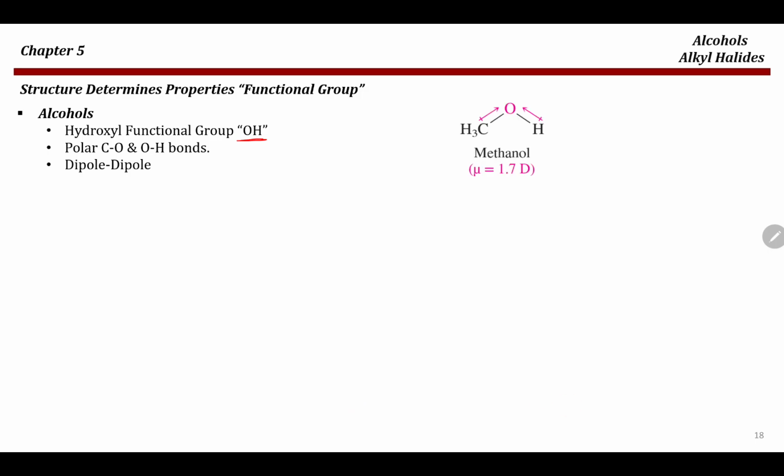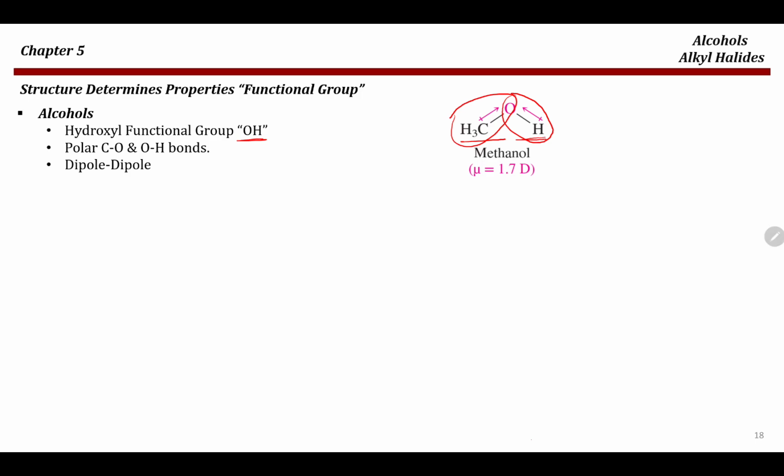So let's look at the main factors which affect the boiling point of alcohols and alkyl halides. It's basically the functional group which plays the major role in determining the physical properties and the strengths of these physical properties. Alcohols are characterized by the presence of the hydroxyl functional group, or the OH group. This OH group leads to the formation of a polar OH bond and a polar CO bond. So in alcohols in general, we have two polar bonds. We have the oxygen-hydrogen bond, which is one polar bond, and then we have the carbon-oxygen bond, which is another polar bond.